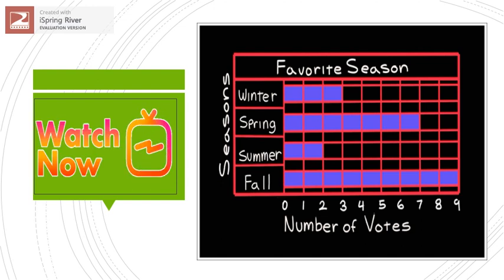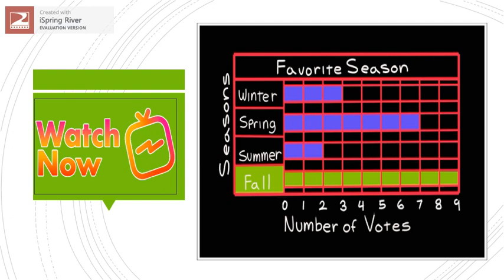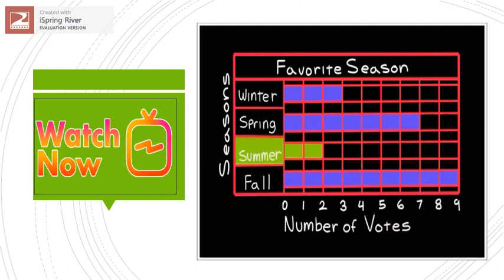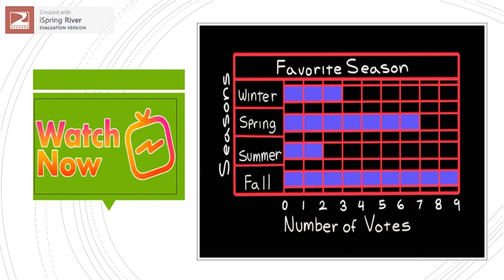So, what conclusions can we draw from this data? What does the data tell us? Well, look here. Fall has the longest bar, so I can conclude that fall was the favorite season in my class. Summer has a real short bar, so I can also conclude that summer was the least favorite season for my class. I wonder what it is about summer and fall where I live.